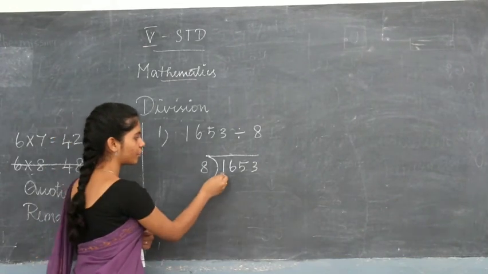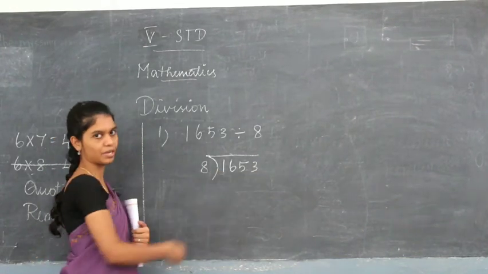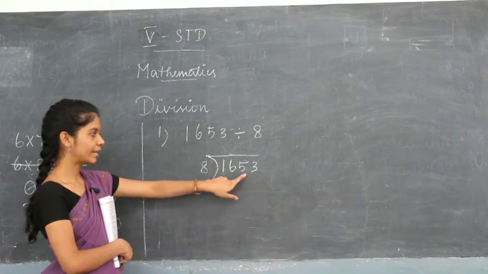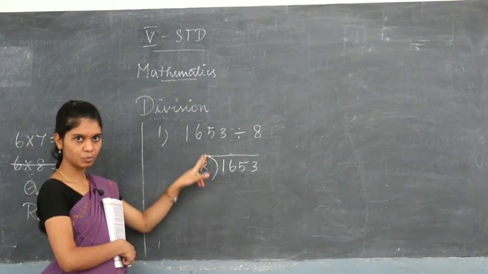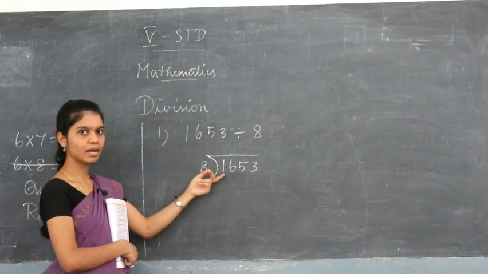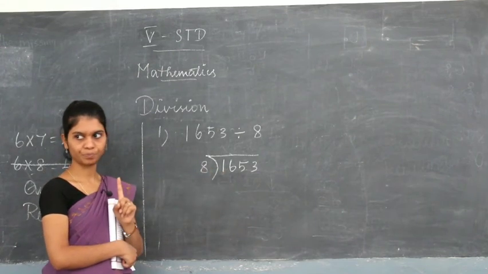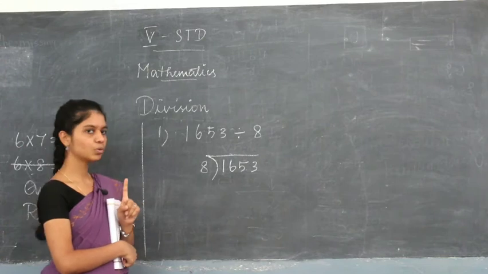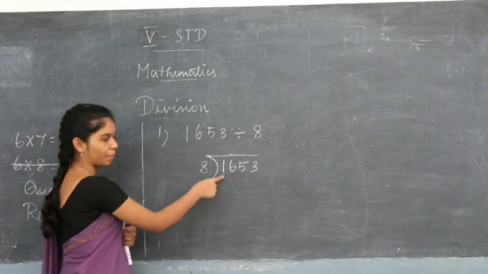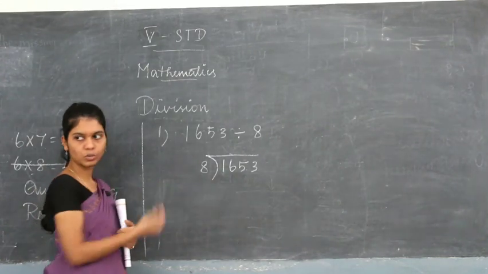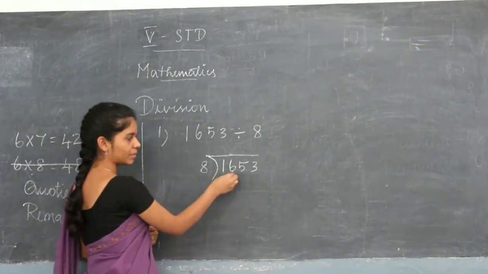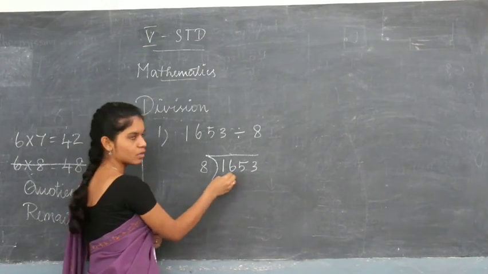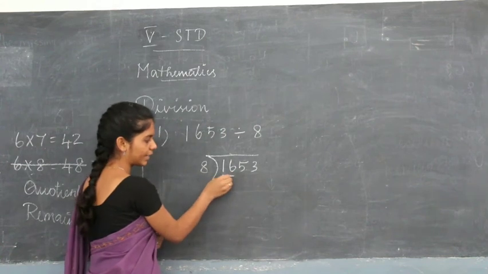You should look into the first highest place value number. Units, tens, 100, 1000. So 1000 is the highest place value, and in that place you have 1. Right. So what you should do? You should compare them. 1 is smaller. So you should take help of the next number. The next number is 6. 1 and 6 is 16.